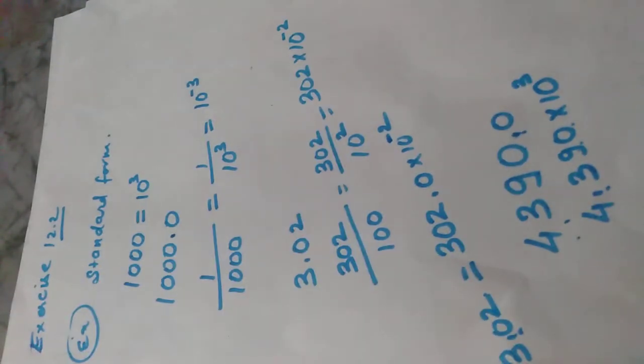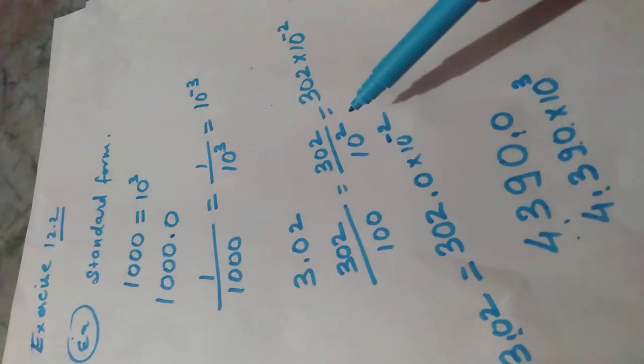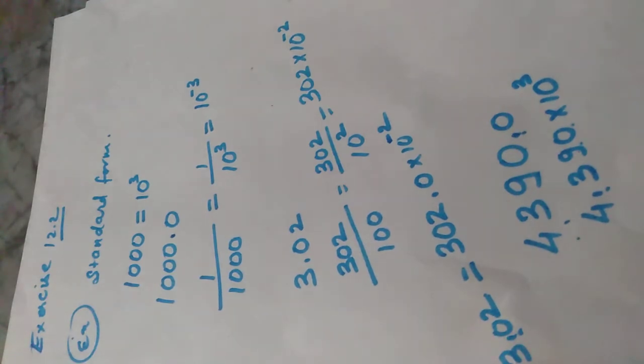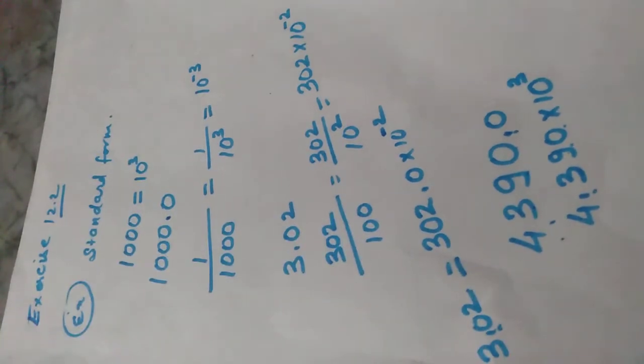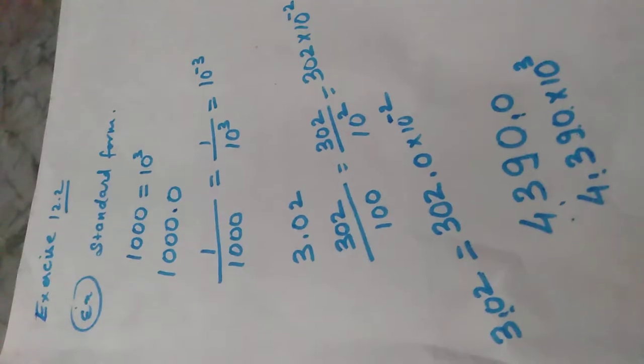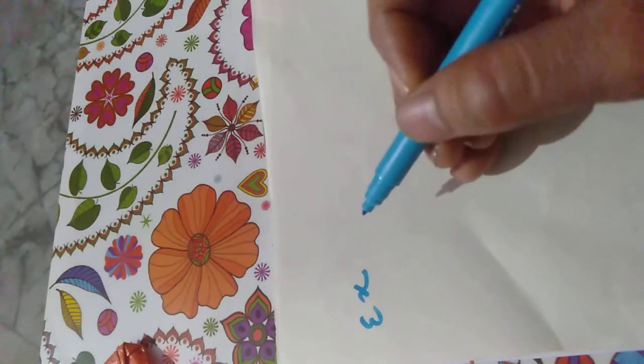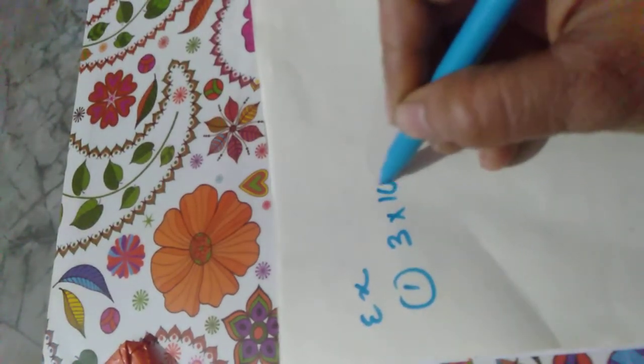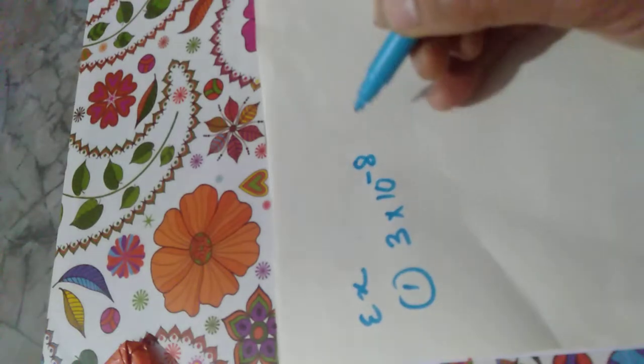Or the simple way is that you can express the number in the fractional form, and then you can express it in the decimal exponential notation. Now I will be explaining to you with some more examples. Let us take the example 3 into 10 to the power minus 8.